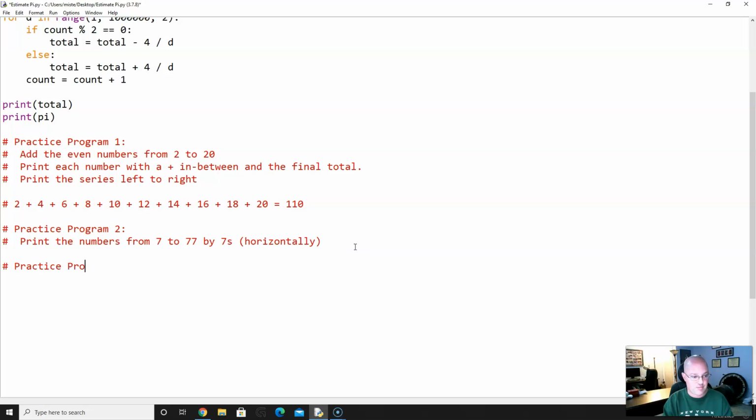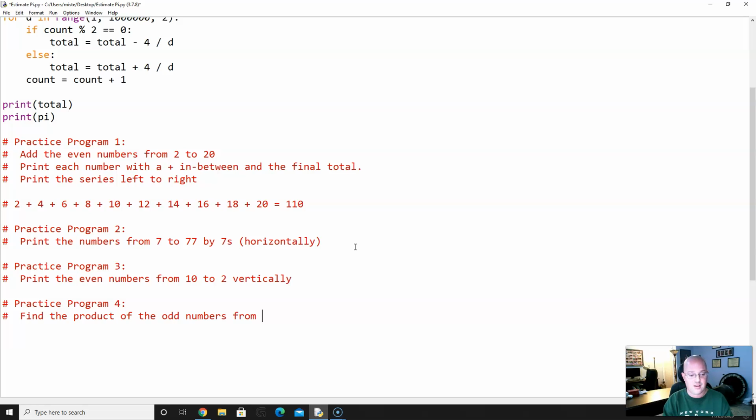Practice program 3. How about let's count down. Print the even numbers from 10 to 2 vertically this time. And then finally, practice program 4. Find the product. So you're multiplying, not adding. Find the product of the odd numbers from 1 to 25.